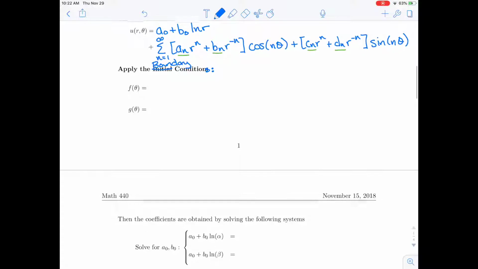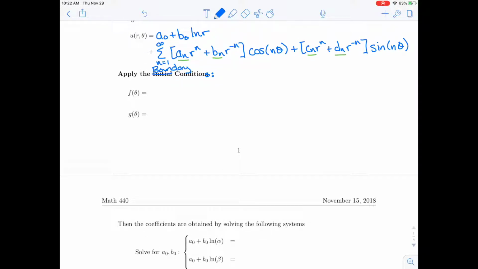And by applying the boundary conditions, we should have that f of theta, which is u of the inner radius alpha, theta, is equal to a sub 0 plus b sub 0 natural log of alpha, the inner radius, plus the sum from n equals 1 to infinity of a sub n alpha to the n plus b sub n alpha to the minus n cosine n theta plus c sub n alpha to the n plus d sub n alpha to the minus n sine of n theta.